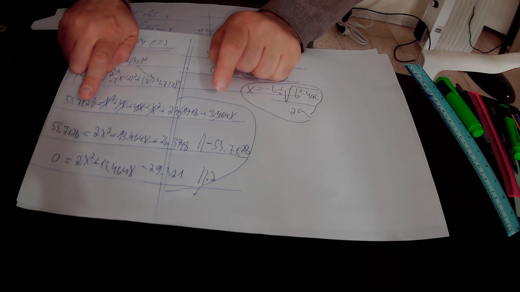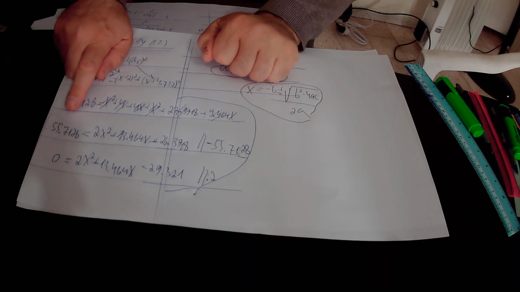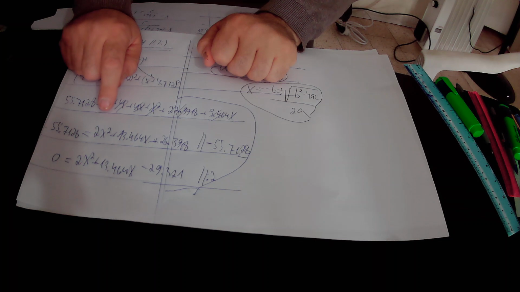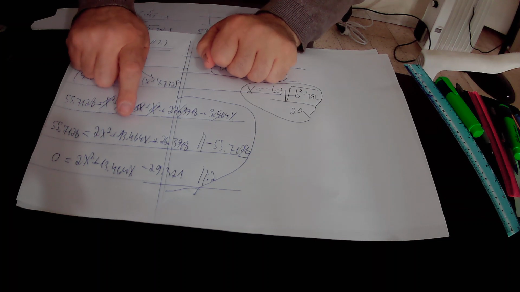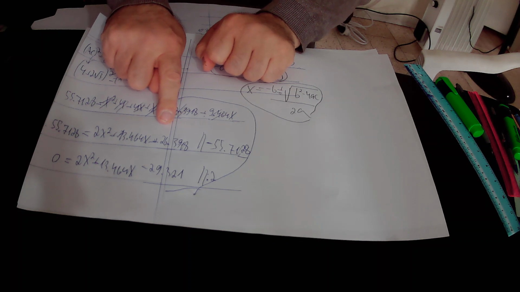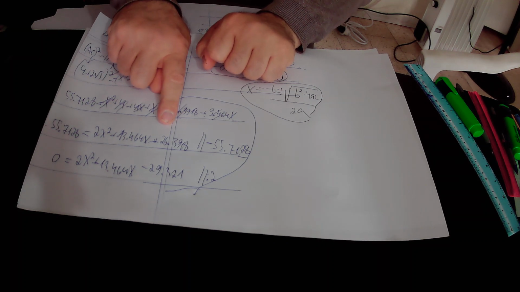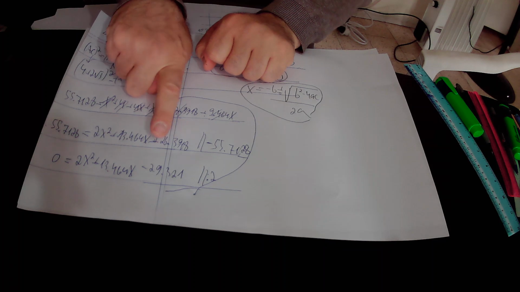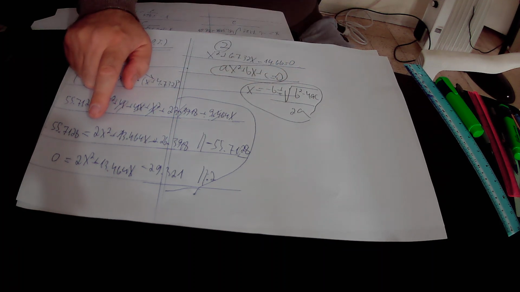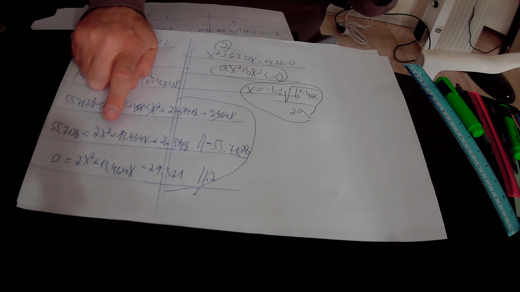Here we subtracted 55.7128 from this equation. So on this side of the equation we are left with nothing, that is to say 0. On the other side of the equation, we have 2x squared plus 13.464x, and we have 26.3918 minus 55.7128 equals minus 29.321. So in conclusion, we found out that 0 equals 2x squared plus 13.464x minus 29.321.